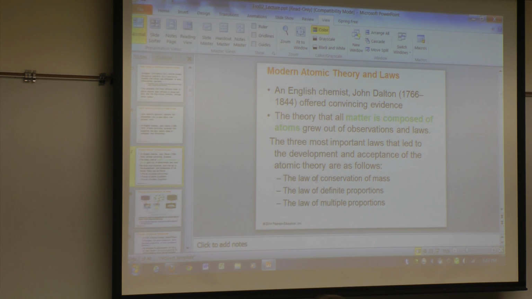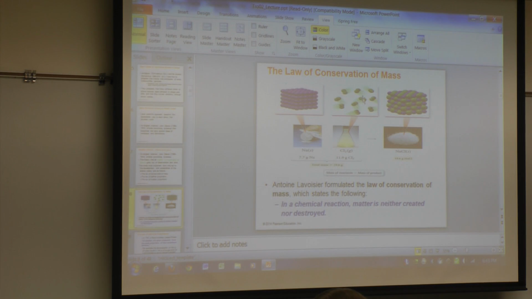From here we came up with the law of conservation of mass, where matter can neither be created nor destroyed, right? Likewise, they came up with the law of definite proportions. Let's look at the law of conservation of mass. It was Antoine Lavoisier who formulated this: in a chemical reaction, matter is neither created nor destroyed, only transformed.